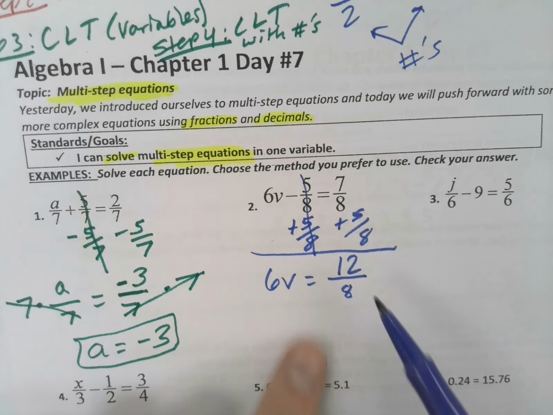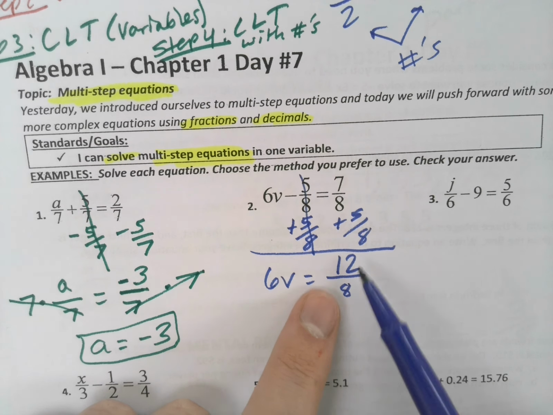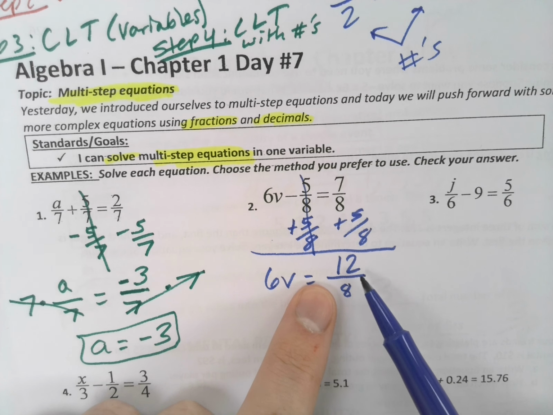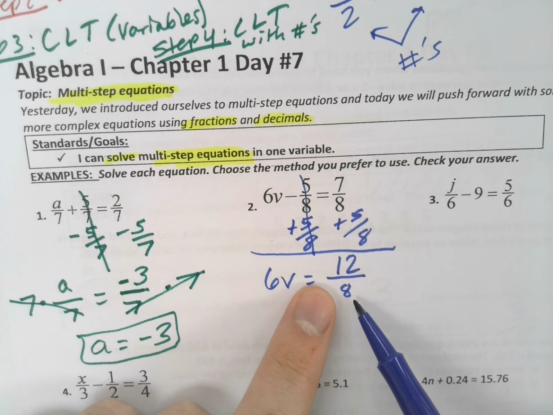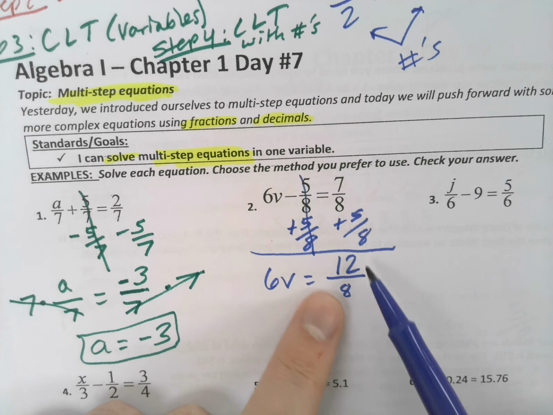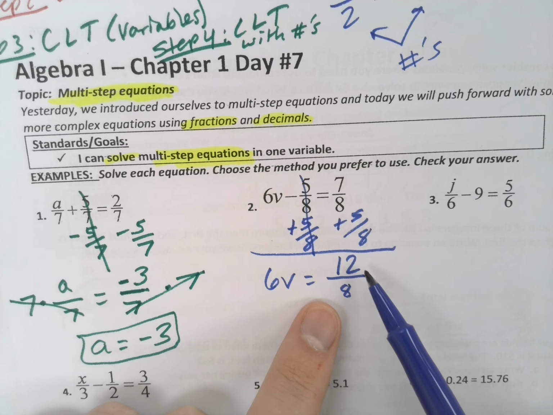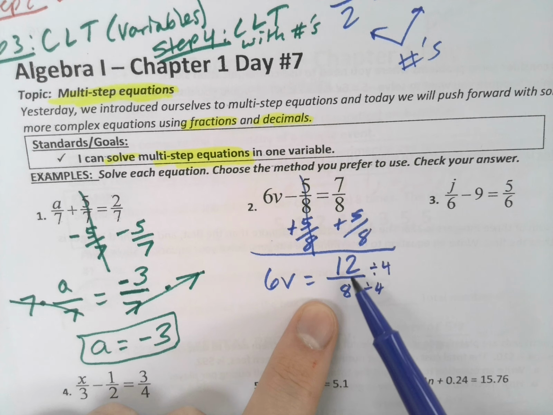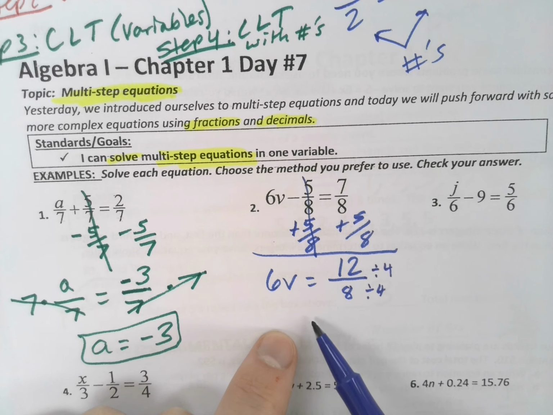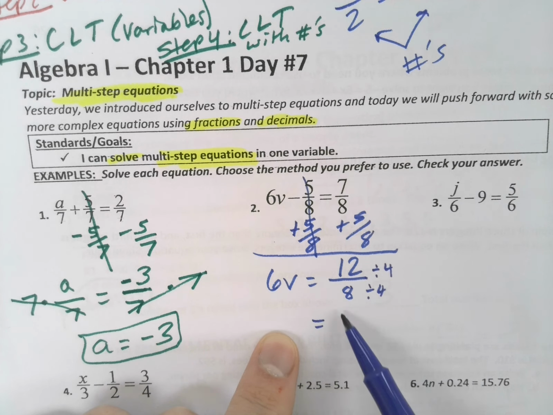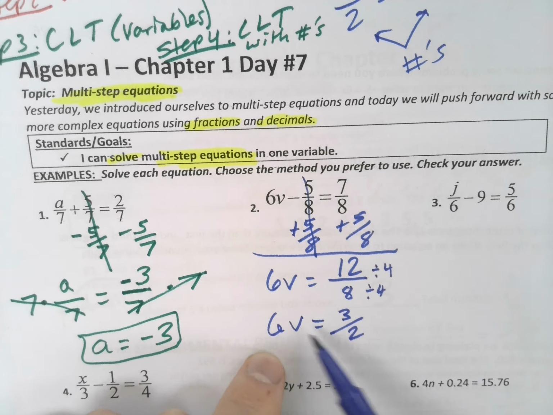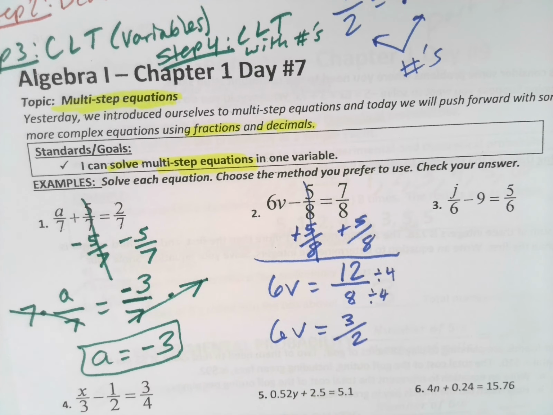Now, quick reminder, 12 over 8, that'll reduce, won't it? What goes into both 12 and 8? Well, 2 can go into them. Ooh, how about 4? 4 can go into them. And I don't think there's a number bigger than 4 that can. So if you wanted to, and I would recommend it, 12 over 8, if you simplify this, 12 divided by 4 is 3. 8 divided by 4 is 2. This is really 6v equals 3 over 2, or 1.5.